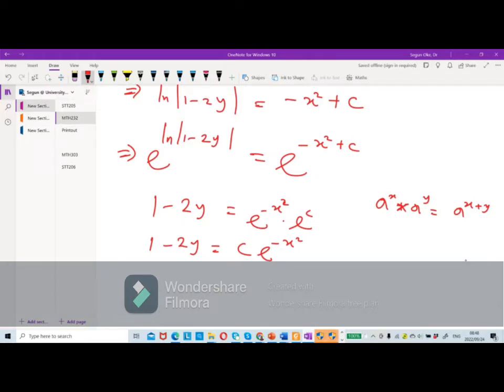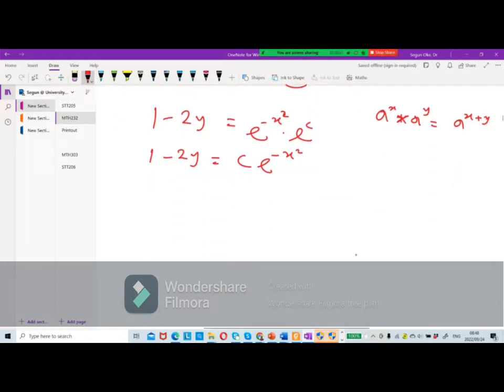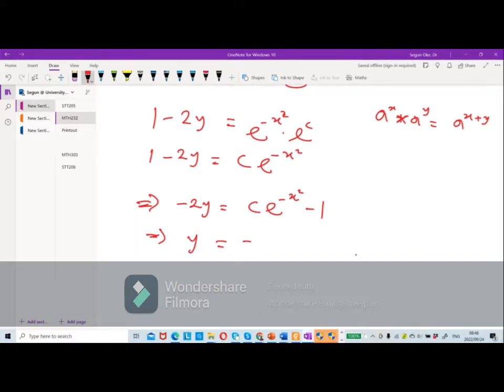So to make y the subject of the formula here, we have minus 2y equals c exponential minus x squared, minus 1. Divide both sides by minus 2. So at the end of the day, we have y equals minus c exponential minus x squared, everything minus 1, divided by 2. So this is your answer.